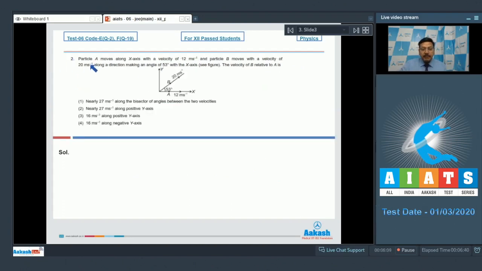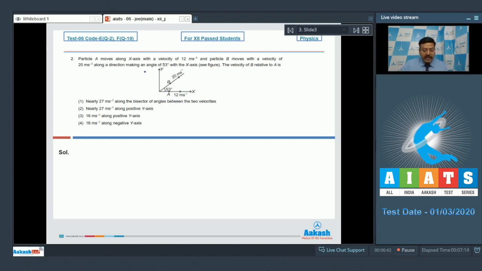Question 2 says particle A moves along x-axis with a velocity of 12 meter per second, and particle B moves with a velocity of 20 meter per second along a direction making an angle of 53 degree with the x-axis. See figure. The velocity of B relative to A is... In the figure we can see that it's the XY plane, and velocity of B makes angle 53 degree with the x-axis. Now we have to find the velocity of B relative to A.